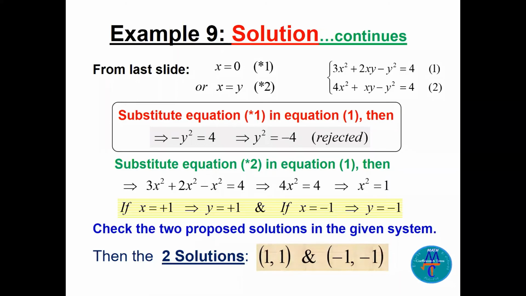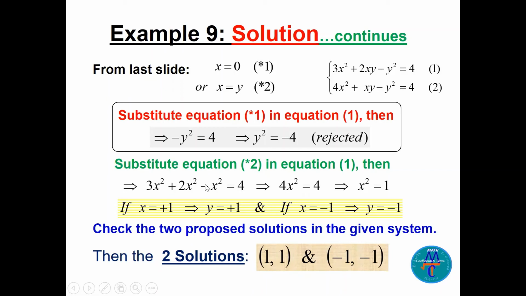So from the last slide, we see x equals 0, we call it star 1, x equals y, we call it star 2. If we substitute equation star 1 in equation 1, we will get minus y squared is equal to 4 because x will be 0, this will be 0. So multiply with the minus, you get y squared is equal to minus 4, which is rejected because a positive number cannot be equal to a negative number. Now let's substitute equation star 2 in equation 1. So x equals y. So every y here and there, I will put x. So we get 3x squared plus 2x squared minus x squared is equal to 4.